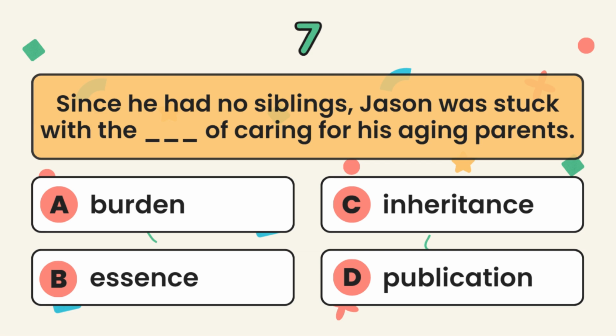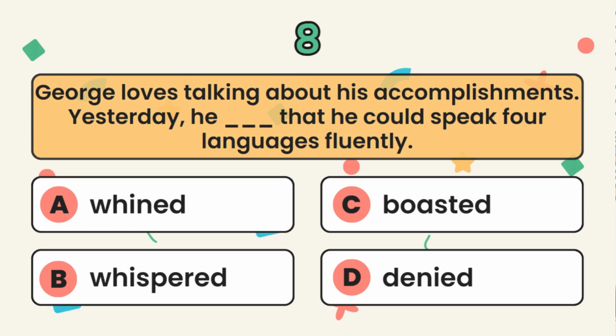And then next, number 8. George loves talking about his accomplishments. Yesterday, he blanked that he could speak 4 languages fluently. For number 8, the correct answer is letter B. Why letter B? Whispered means he just said it, or murmured it, or said it in a nice way. So yesterday he whispered that he could speak 4 languages fluently.